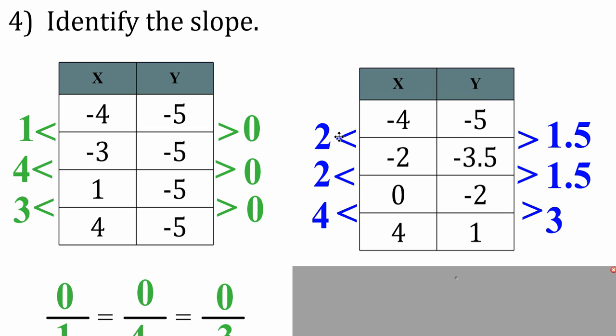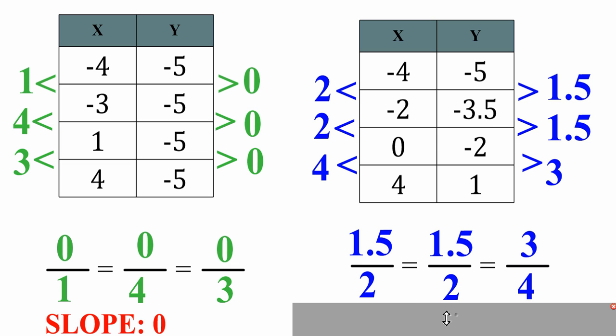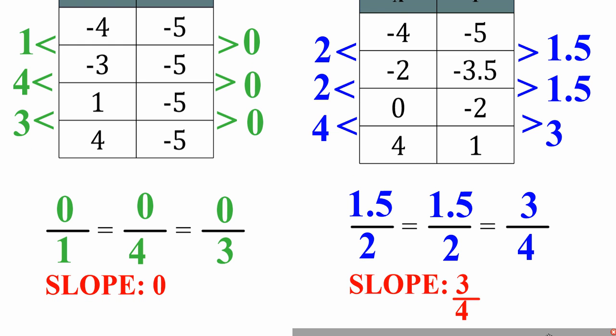1.5 over 2, 1.5 over 2, 3 over 4. Now, typically, we don't have decimals within the fraction. So let's double this amount to eliminate the decimal. 1.5 and 1.5 is 3. Double this, 2 and 2 is 4. It's 3 over 4. Same thing here, 3 over 4. Our constant rate of change is 3/4. That is our slope.